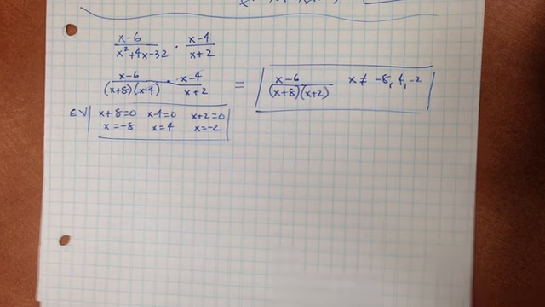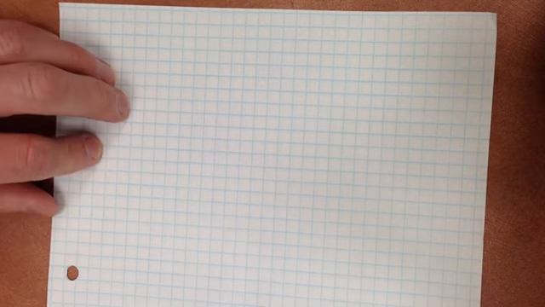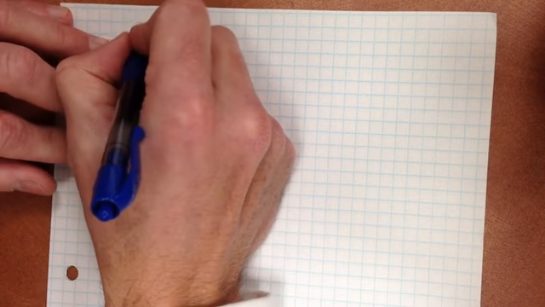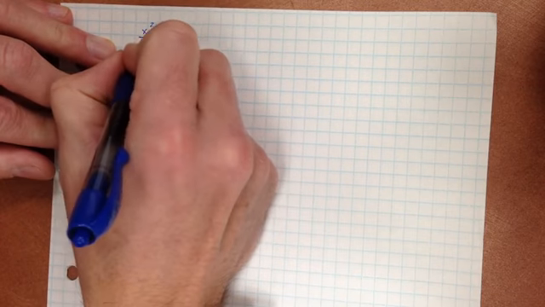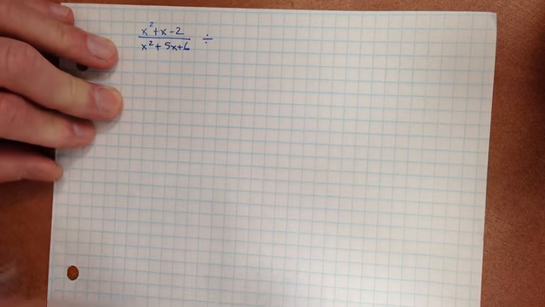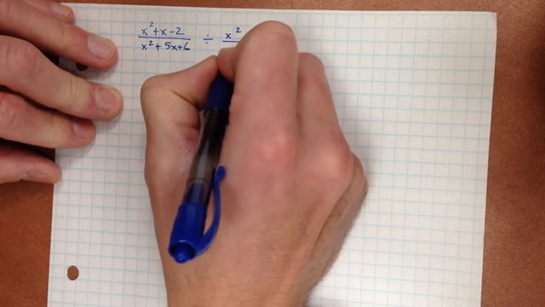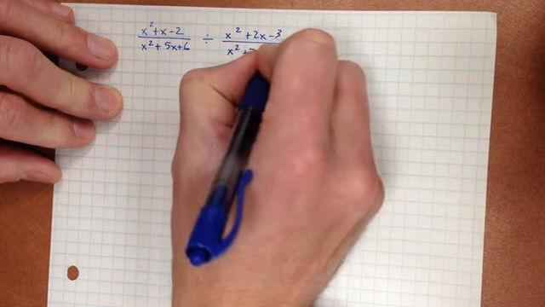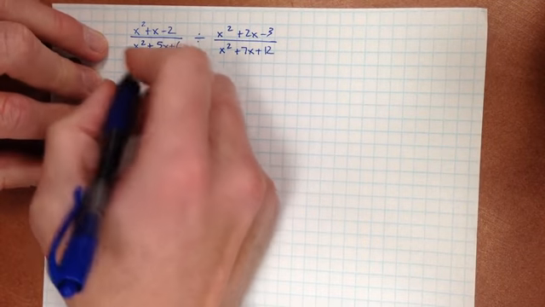It's multiplication, so now let's see what we can do with a little division here. X squared plus x minus 2 over x squared plus 5x plus 6, divided by x squared plus 2x minus 3 over x squared plus 7x plus 12. Okay, now let's start by getting all of these in a nice factored form so we can really see what's going on here.